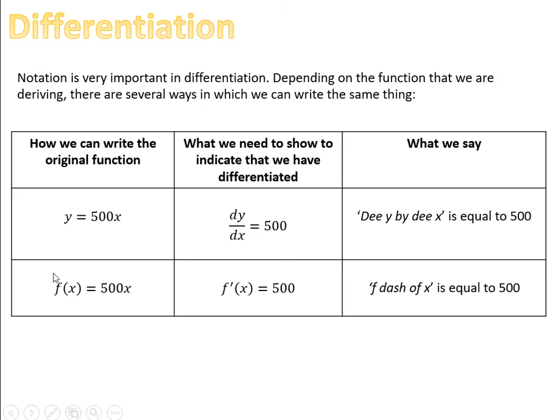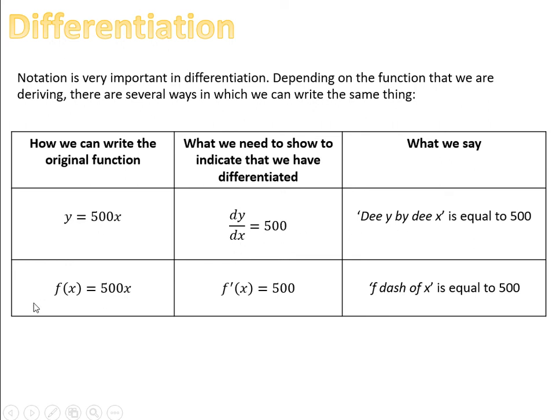So this is the original function. Now, you've already dealt with this. You can have y equals 500x, and you can have f of x equals 500x. It's just the same thing, just a different way of writing it. But obviously, when we differentiate, we have to follow through the original function. So when we write this differentiated, we already know that this differentiated is 500. You don't know how yet, but we know that the gradient is equivalent to the rate of change is equivalent to the derivative. So we know it's 500, but the way we write this is what we call dy by dx, and that's equal to 500.